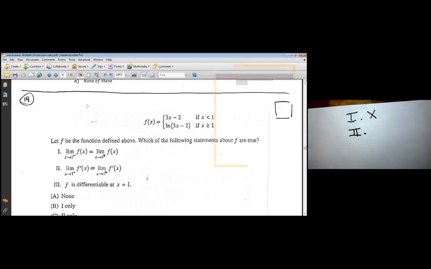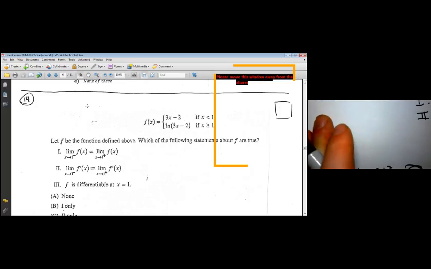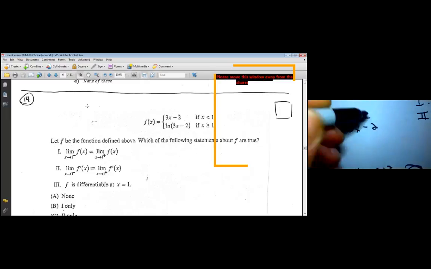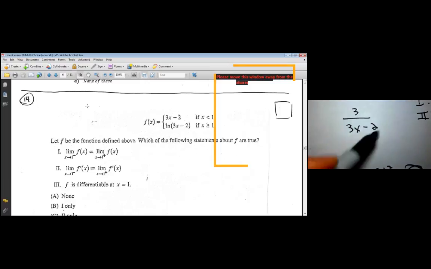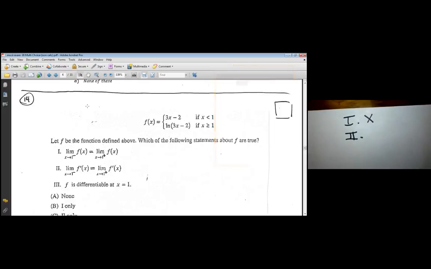Two, the limit of, now that's the same thing, but these are the derivatives. So you need to take the derivative and plug them in. The derivative of the top one is three. The derivative of the bottom one, how do we take that derivative? That's a natural log derivative. Natural log derivative is stuff prime over stuff. So when I plug in one into the derivative, that's going to be three over one, which is three. So into the derivatives, I get three for both of them. Number two is good to go.